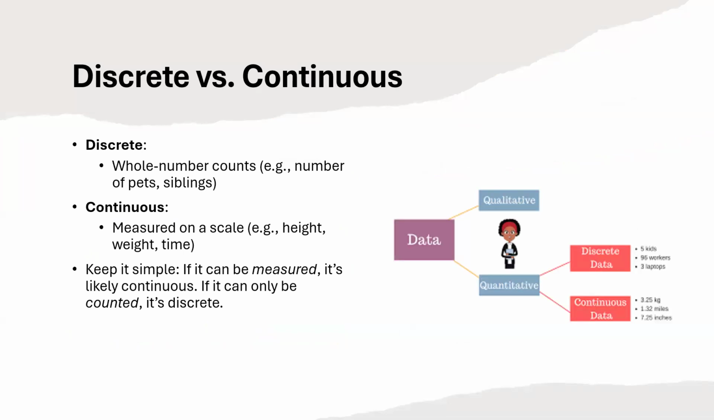Quantitative variables can be either discrete or continuous. Discrete variables are counts, like number of pets. Continuous variables are measured on a scale, like height or time. A simple rule: if you can count it, it's discrete. If you measure it, it's continuous.